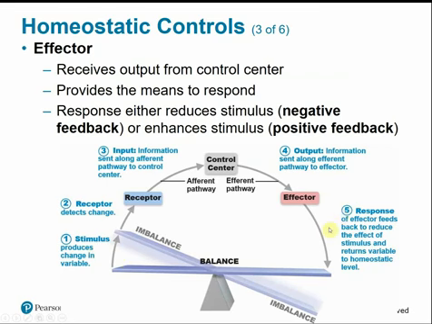Our response could be either a negative feedback, which would mean that we're going to reduce the stimulus. So the stimulus is, say, increasing blood sugar, and the effector, in a negative feedback, is going to lower the blood sugar back down. Occasionally, we can have a positive feedback where we're going to enhance the stimulus. This would be kind of like a snowball effect. The stimulus raises a little bit, and then we raise it some more. We have that positive feedback loop and amplify the effect.